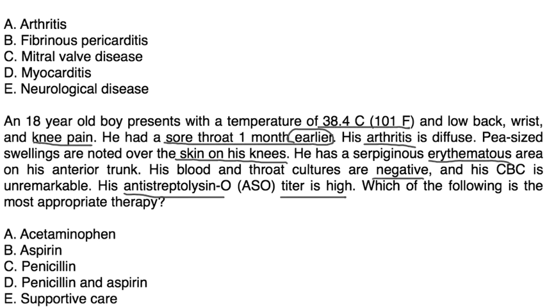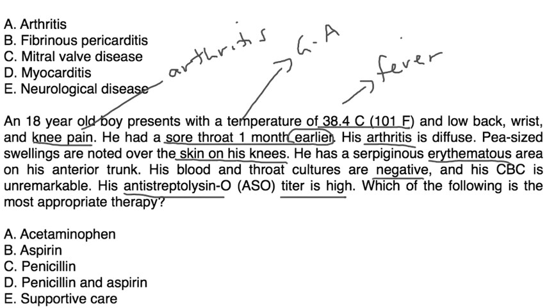Well, this is a good question. It kind of touches on a lot of things. Well, he's got a fever. This low back, wrist, and knee pain is talking about arthritis. This sore throat 1 month earlier is talking about the group A strep infection that he had 4 weeks ago. A pea-sized swelling are noted over the skin on his knees. I think that probably is referring to those nodules that we talked about, subcutaneous nodules.